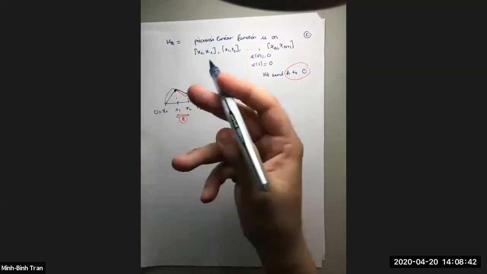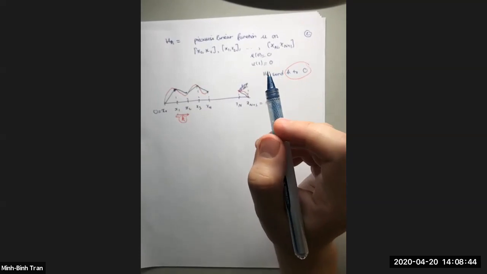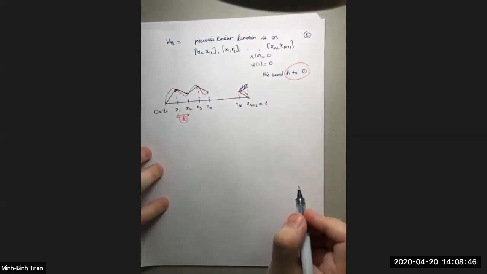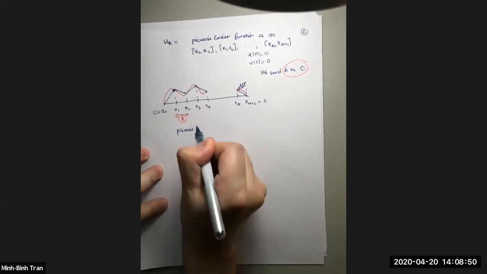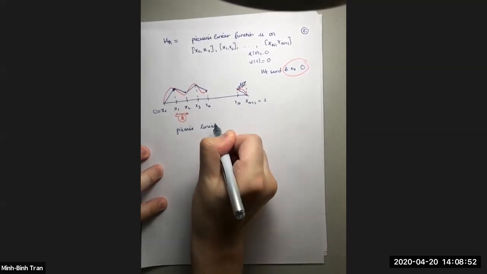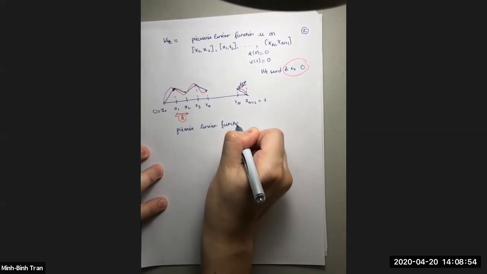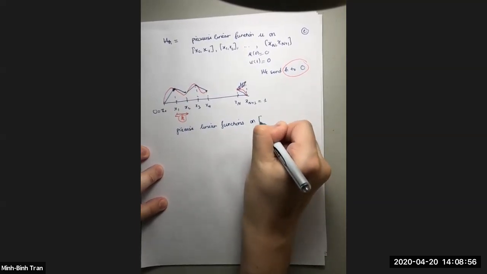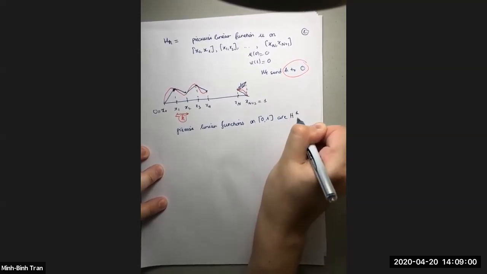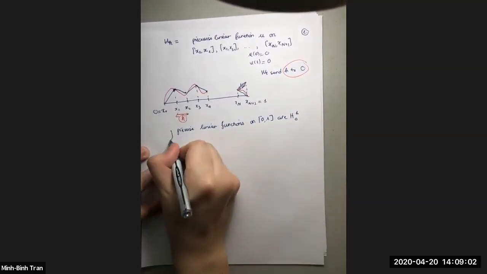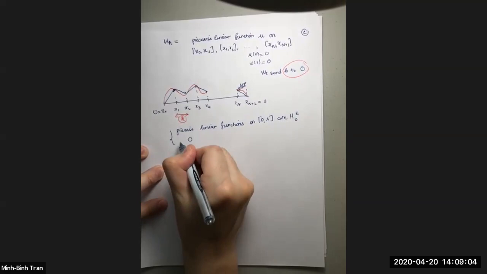So there's one thing that I didn't show, but I guess that you can show by yourself, is that piecewise linear functions on (0, 1), in H_0^1, with zero boundary condition.